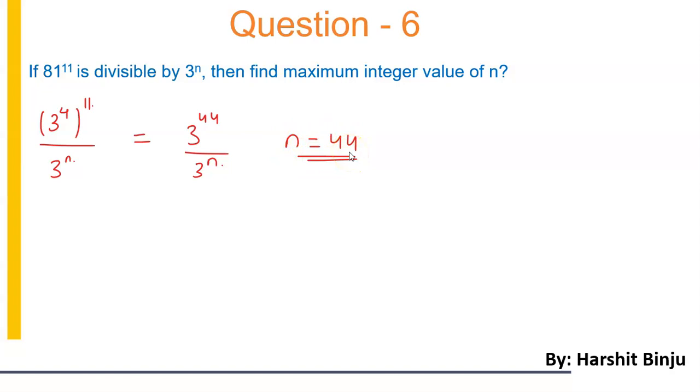Because if you go anything above 44, like let's say 45, 46, then you will not be able to divide 81 to the power 11 by 3 to the power n. Okay, then you won't be able to divide that.